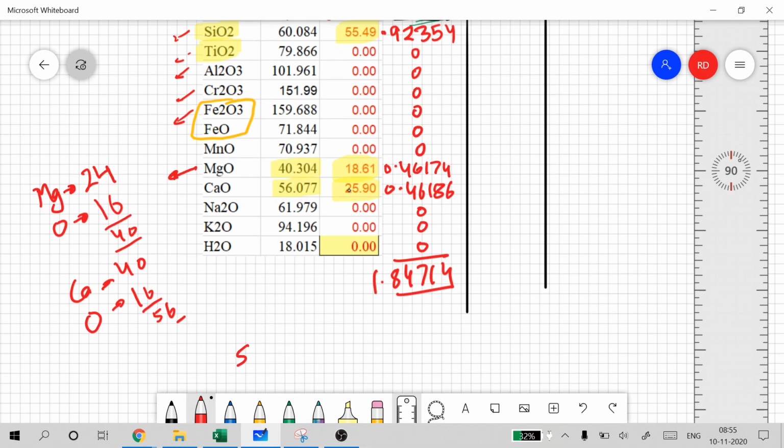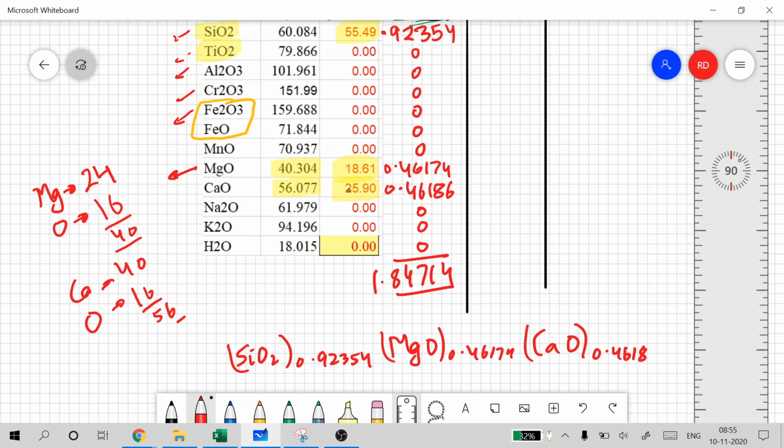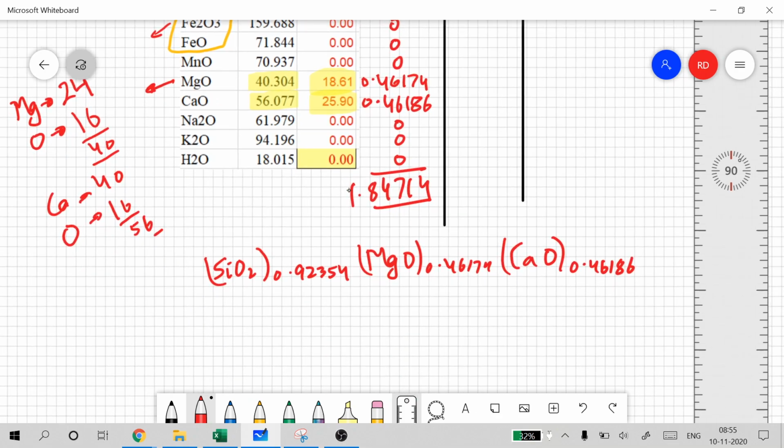You can write SiO2 is 0.923354. Then you'll have MgO, okay, 0.46174, and CaO 0.46186. Okay, so the number of oxygens that are present in each of these oxides, you just multiply it by the number of moles that you get here of each of these units.